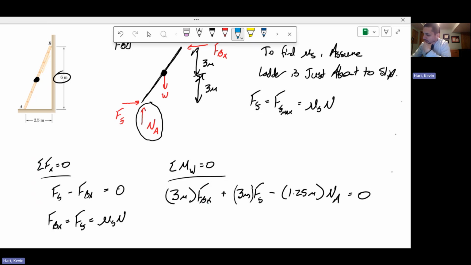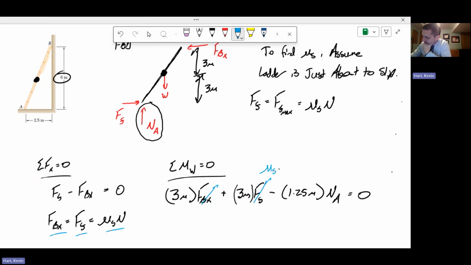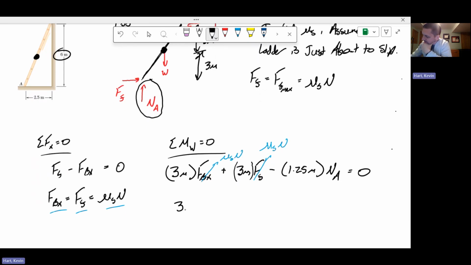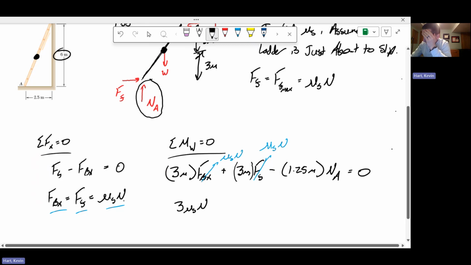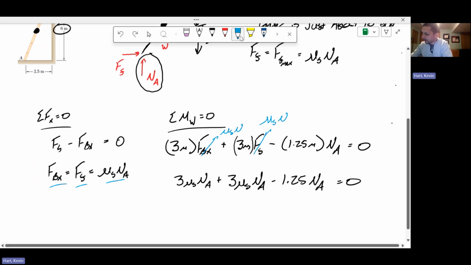I can make some substitutions here. I know FBX and FF are both equal to mu sub s times N. So both of these guys here are mu sub s times N. So I can make those substitutions here. So I have 3 mu sub s times NA, if that's not clear, plus 3 mu sub s times NA minus 1.25 NA equals 0. Interestingly, each term contains an NA, so we can actually eliminate NA from this equation. Divide everything through by NA, that all actually kind of goes away. So what you're left with here is 6 mu sub s minus 1.25 equals 0.